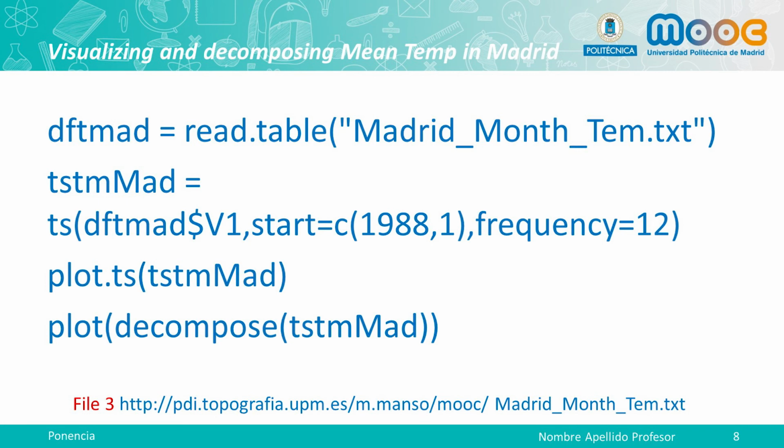Visualizing and decomposing mean temperature in Madrid. With the mean monthly temperature in Madrid in the last 30 years, we can do the same as before. Read table data from file and store in a data frame variable, df Madrid. Next, convert the data frame to a time series variable, ts TM-MAT, starting in January 1988 and monthly frequency. Then plot the time series ts TM-MAT with the plot command. And finally, plot the decomposition of the ts TM-MAT series.